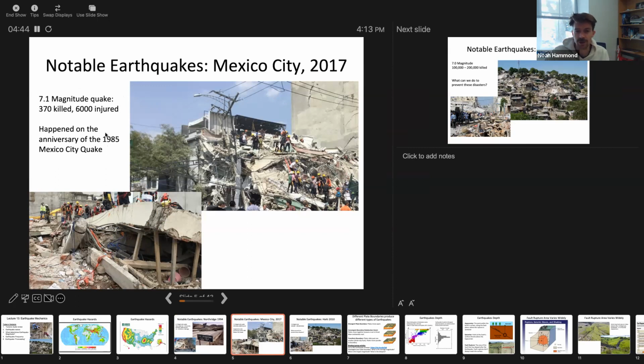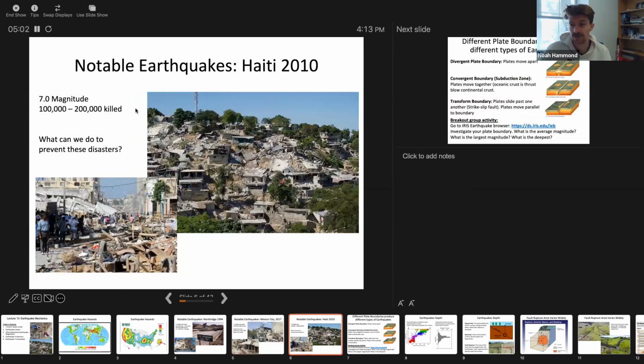And it was almost fortunate because a lot of schools and places like that were doing earthquake drills as a result of it being the anniversary of the big 1985 earthquake. They were practicing earthquake safety and talking about what to do. And then, lo and behold, a few hours later, the earthquake struck, so people had an idea of what to do.